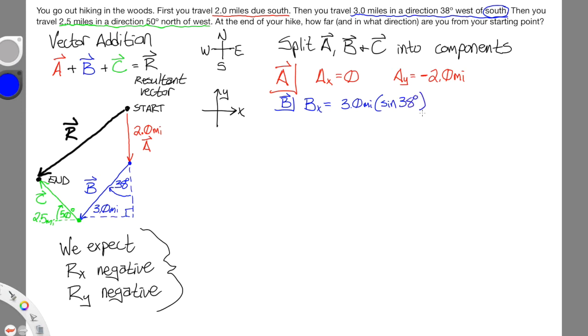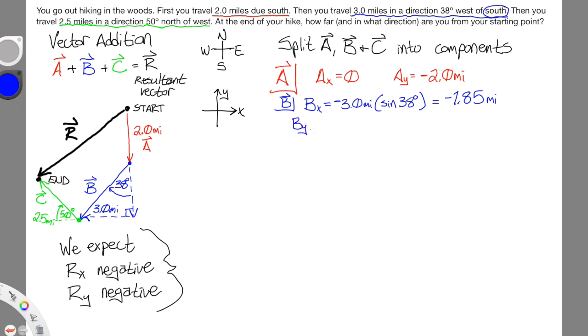And we also need to check for direction. Bx points to the left. Remember, the components of a vector are also vectors themselves. So the left is the negative x direction. And when we plug this in, we get a value of negative 1.85 miles.